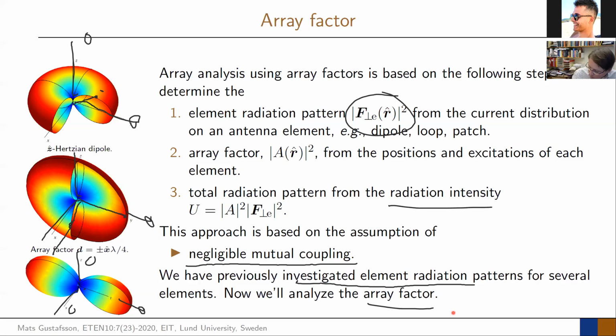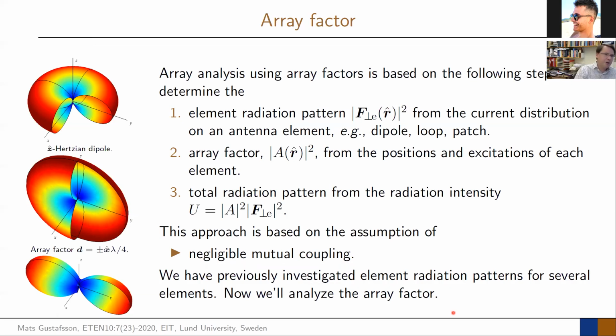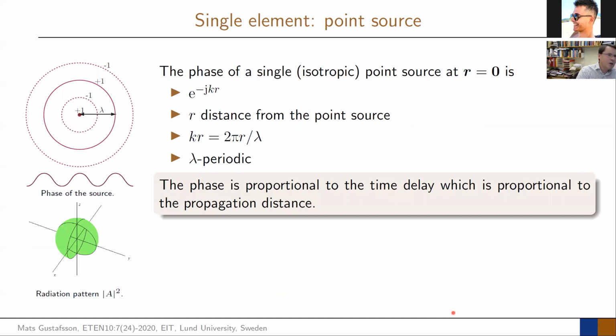Okay, let's continue with that, and we will actually calculate these things for some array antennas. So let's look first at the single element, so not really an array, or an array with only one element. And now the difference here with the array factor from what we had with the element pattern is that these are not vector components. So this is like sound. It actually propagates isotropically. So the phase here of a single isotropic point source is just the propagation distance. That's everything that sits there.